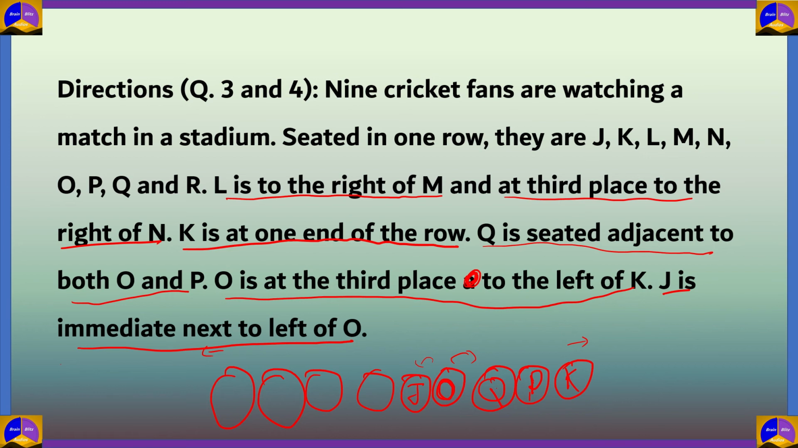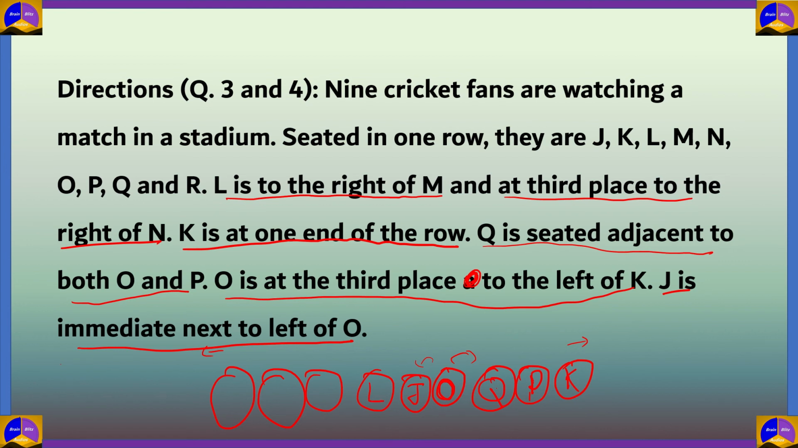So if L is placed at the leftmost position, it can't be to the right of M. Similarly, if we put it in the 2nd position, it would be to the right of M, but it cannot be the 3rd place to the right of N, since there are no 3 places to the left of L. Now, the only way that L is at the 3rd place to the right of N is if L is placed at the 4th position.